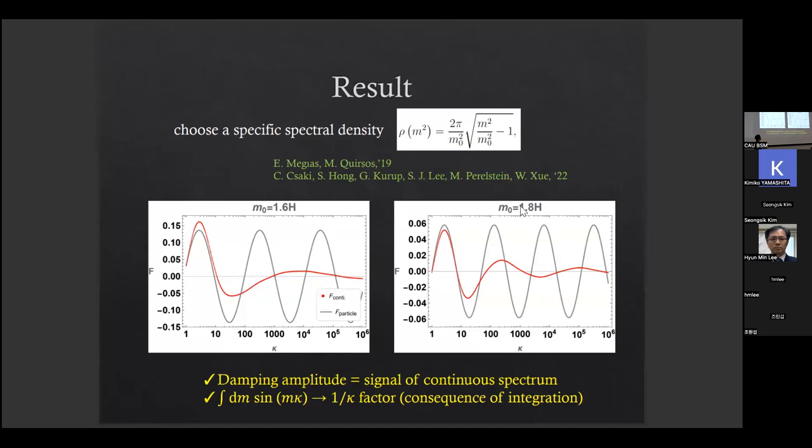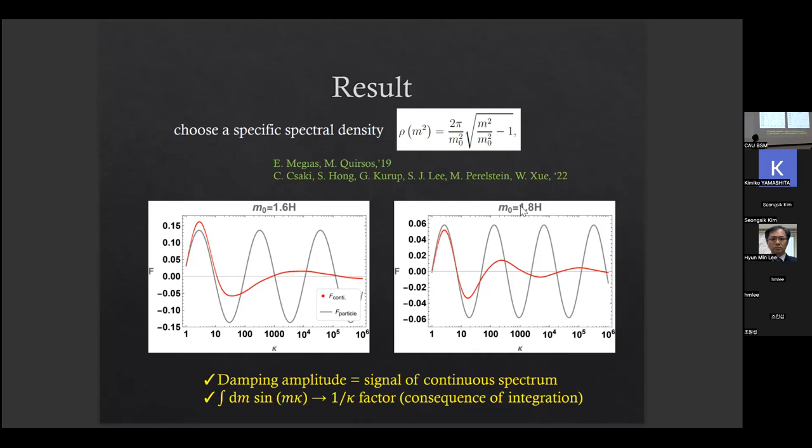Okay, this is the final slide. For concreteness, of course, we need to perform the mass integration. I choose the specific spectral density, which is given by this form. Recently, this kind of spectral density has been discussed in the dark matter context by these authors, and I also choose the same one. And this is the result. These two differ just in the mass parameter.